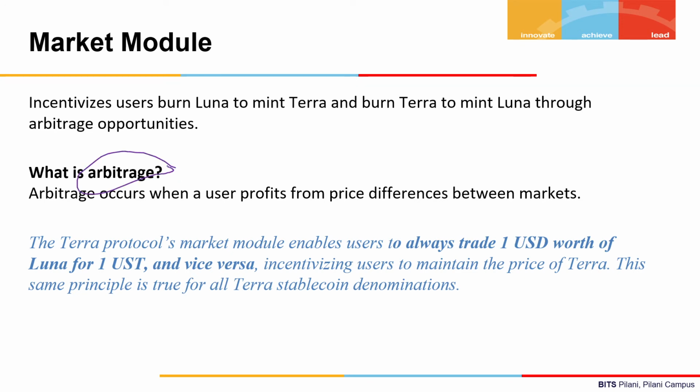So arbitrage is basically making a profit from the price difference between markets. So suppose there is an ice cream that sells for 5 rupees in the wholesale market and I sell it for 10 rupees in the retail market. The profit I earn of 5 rupees is basically the arbitrage.